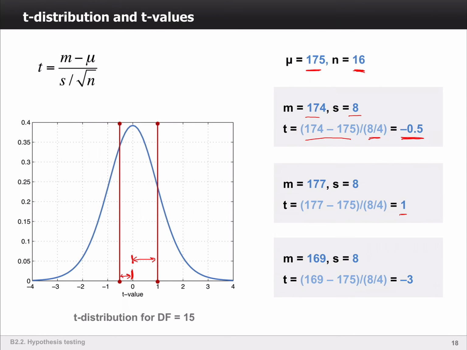Now let's say we have a more extreme case. We took a sample and this is the average and this is the standard deviation of the sample. In this case, the t-value will be minus 3. And so minus 3 is here. And you can see that the distance is pretty large. How likely can we get this value if indeed the null hypothesis is true? Well, it seems not very likely, but we can calculate the probability for that.